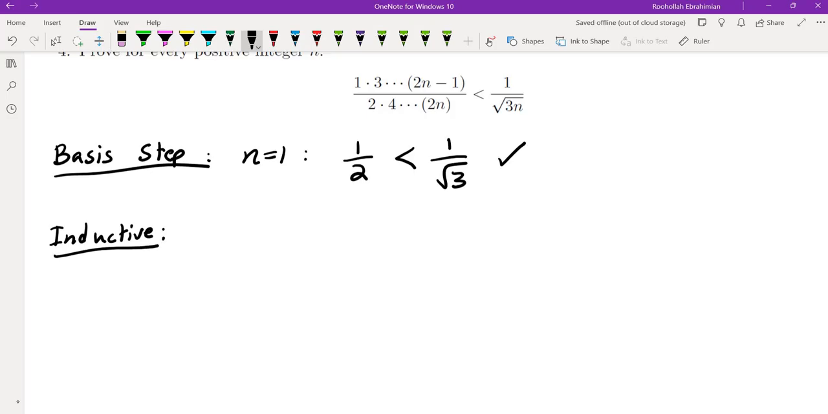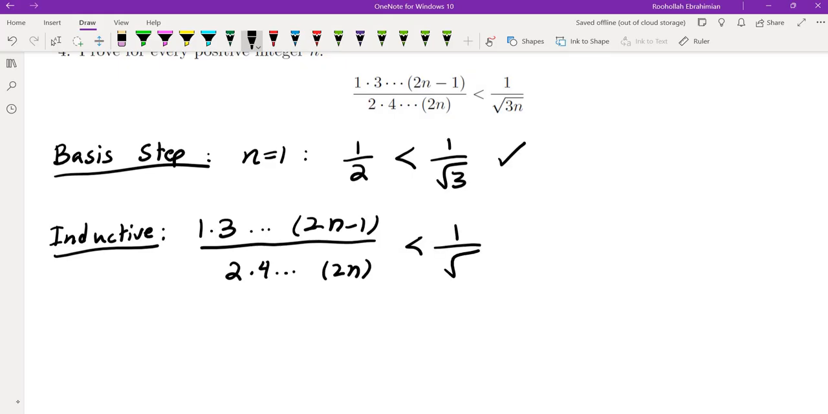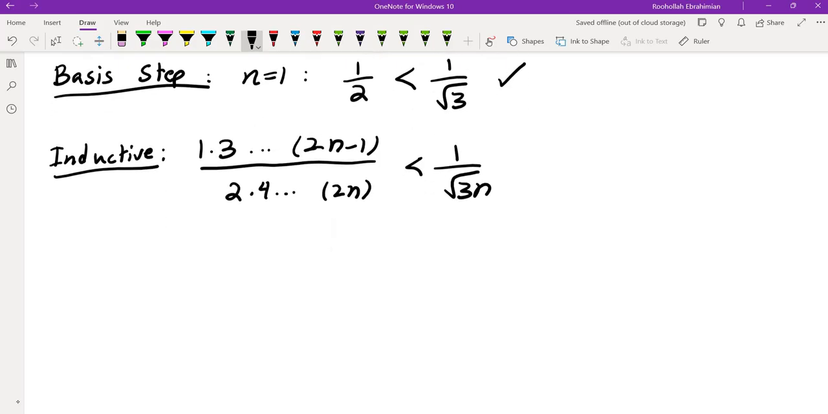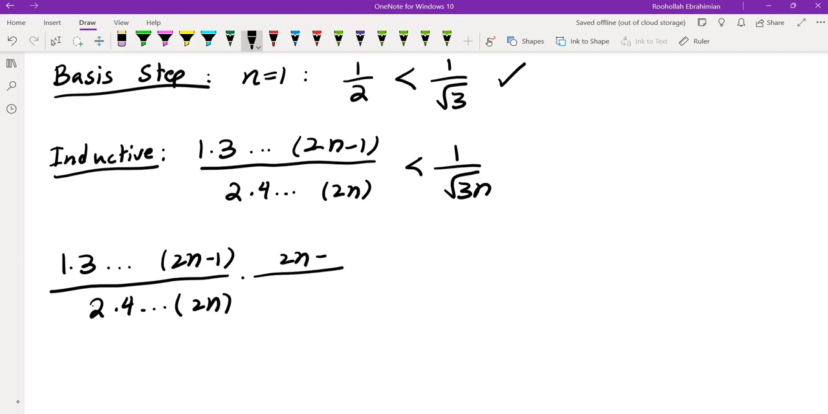So now the inductive step is we assume the inequality for n, and we want to prove it for n plus 1. So we assume that (1 times 3 times ... times (2n minus 1)) over (2 times 4 times ... times 2n) is less than 1 over root 3n. Now we want to get to the next step, so we'll have to take the fraction and multiply that by (2n plus 1) over (2n plus 2). And we want to show this is less than 1 over root 3 times (n plus 1).